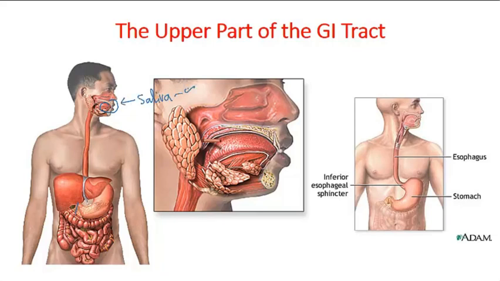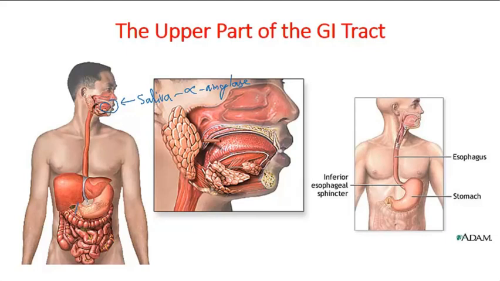saliva contains the alpha amylase enzyme, which can break down starch and sugar. Okay, and also mechanical digestion takes place there, because we have teeth. With the help of teeth and tongue, we can break the food down into a soft, round, saliva-mixed content known as the bolus.